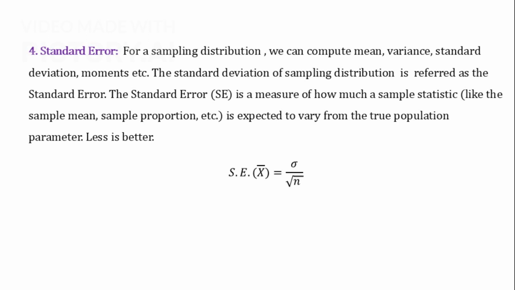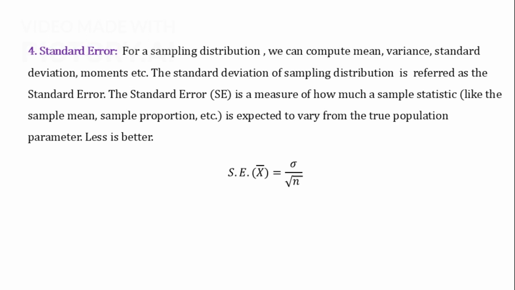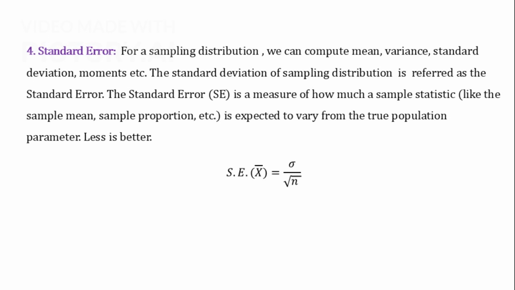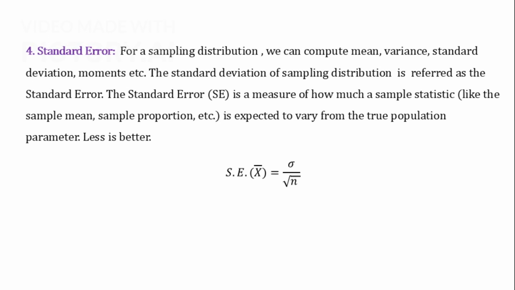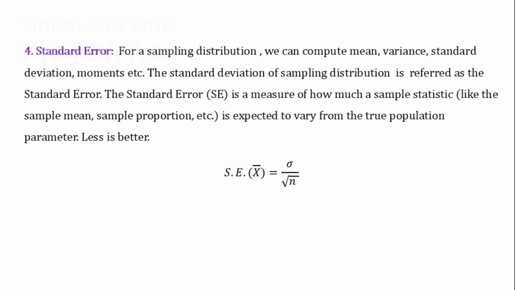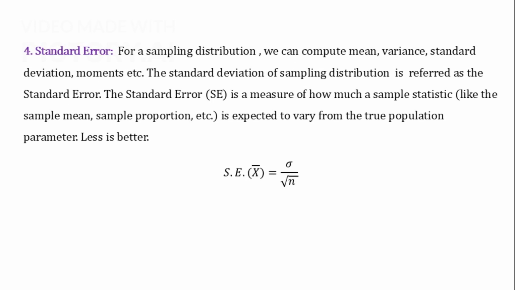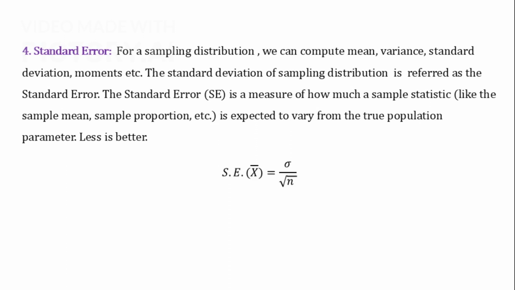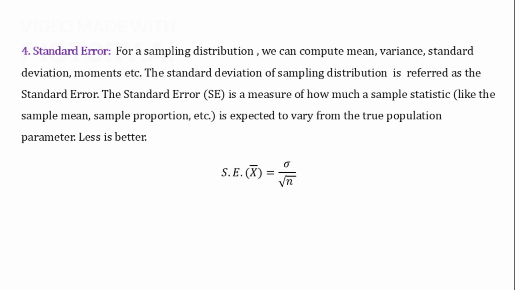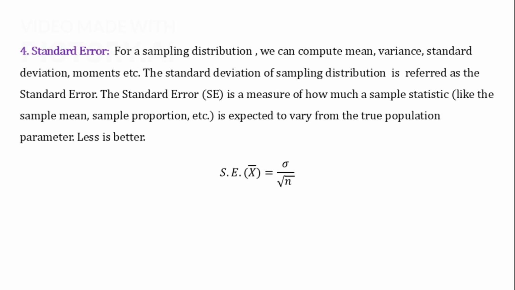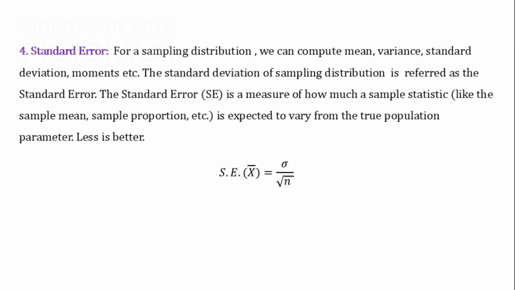Standard error: for a sampling distribution, we can compute mean, variance, standard deviation, moments, etc. The standard deviation of sampling distribution is referred to as the standard error. The standard error is a measure of how much a sample statistic, like the sample mean, sample proportion, etc., is expected to vary from the true population parameter. Less is better. Standard error of x bar is given by the following formula.